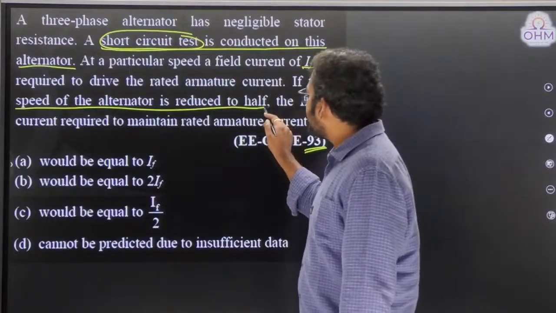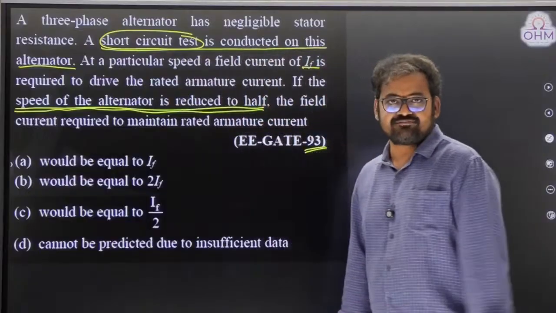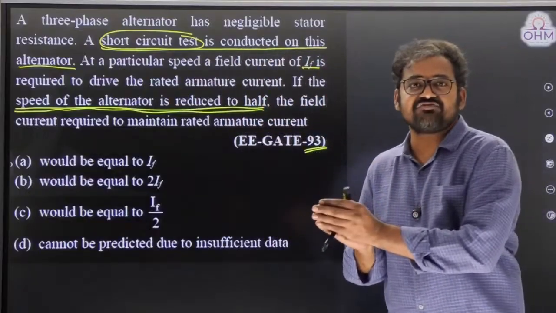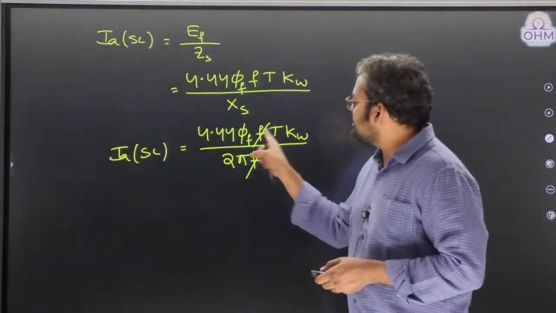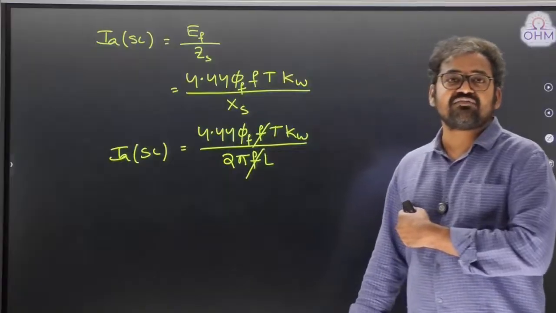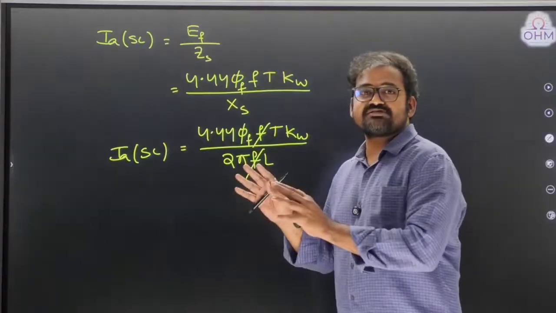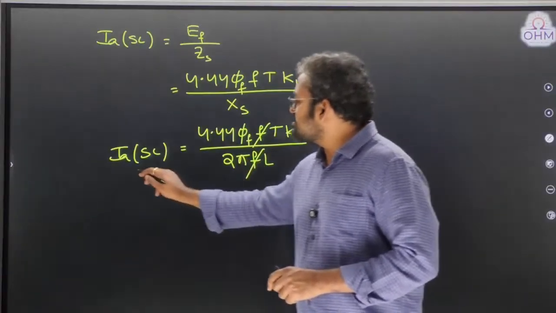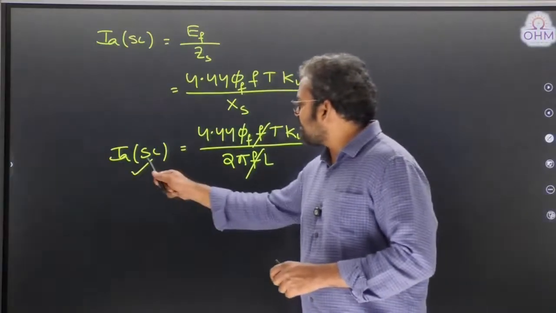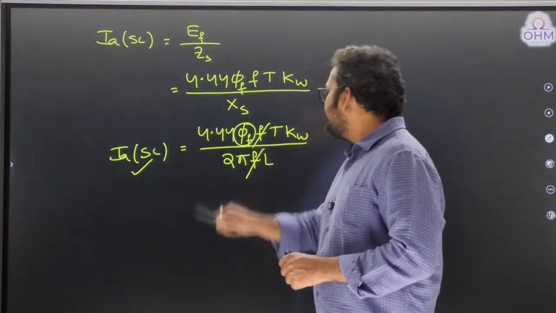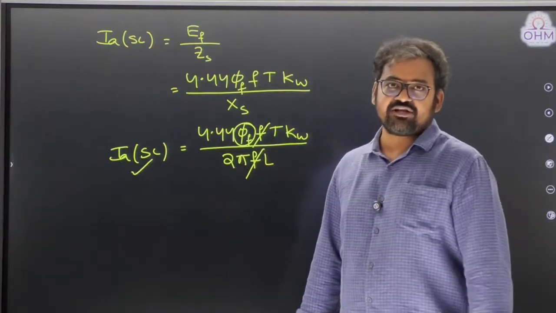What is the modification that happened in the question? The speed of the alternator is reduced to half. What is the factor that will change whenever speed reduces? Frequency will reduce. But is short circuit current dependent on frequency or independent of frequency? Independent of frequency. Therefore, it doesn't matter what the speed of the alternator is, armature current remains the same in short circuit condition. On what factor is it dependent? It is only dependent on field flux, independent of the speed at which the machine was rotating.